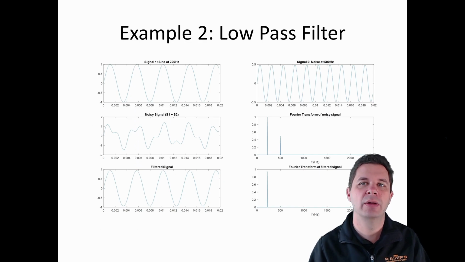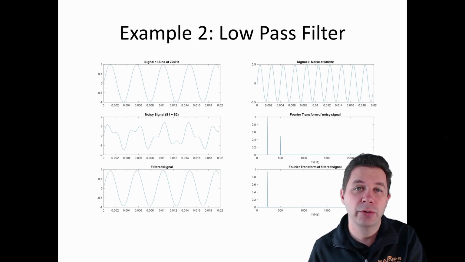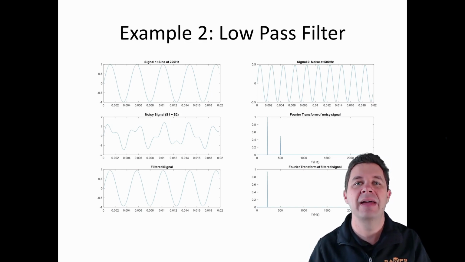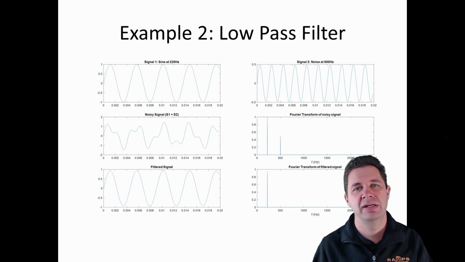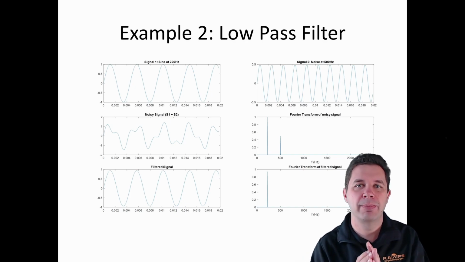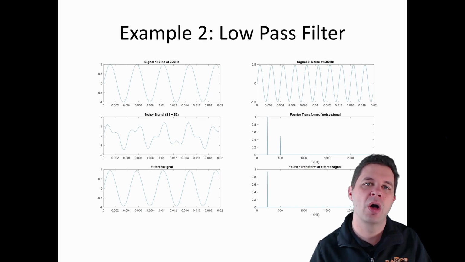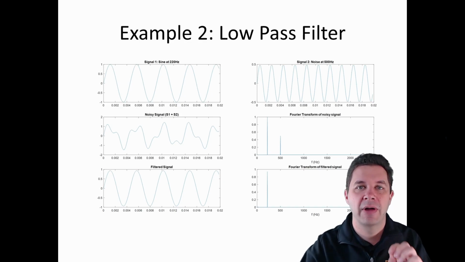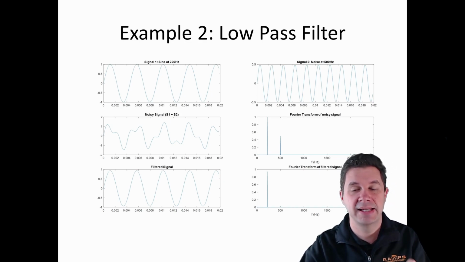So let's look at what it looks like in practice. We see down the bottom, in these two graphs here, the final filtered result looks almost exactly the same as the original 220 Hertz signal before we added the noise into it. And we see at the different spectrums here, we've completely removed that 500 Hertz noise that we had, and we've just got the 220 Hertz frequency spectrum density.